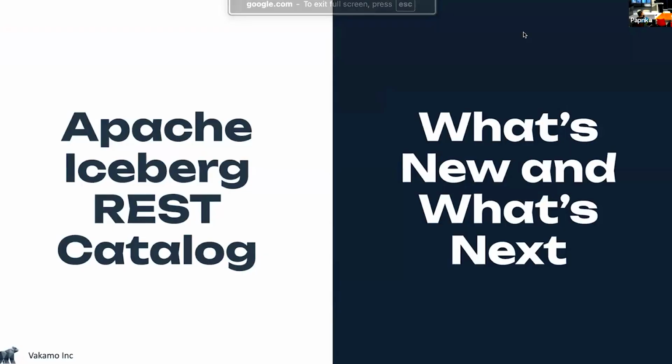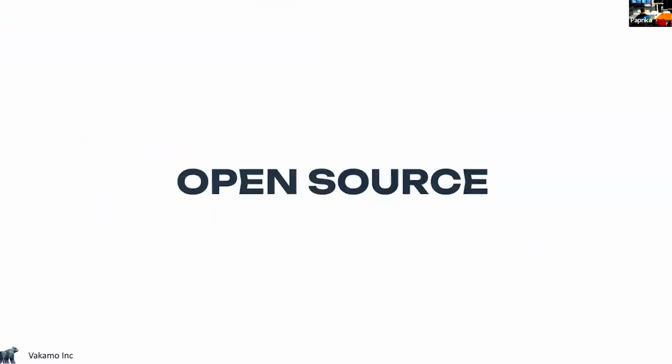So I will try to answer your question about the Lakehouse and Iceberg REST catalog. We heard from Gabor about what the REST catalog actually is and what the future of a REST catalog is. So is it a catalog at all, or is it something more than the catalog?